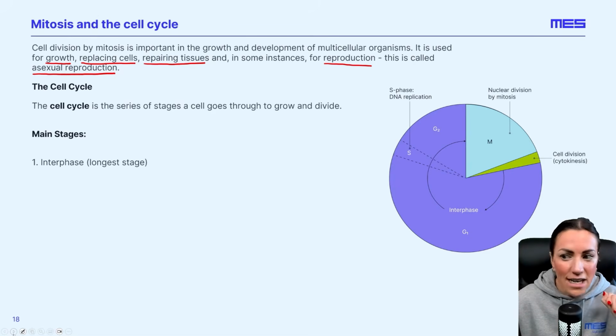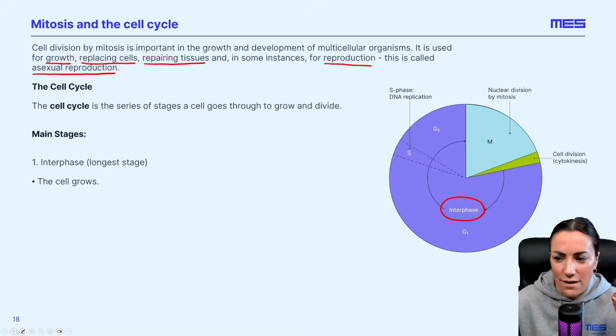Now, the main stages of the cell cycle. Stage 1 is the longest stage. This stage is actually called interphase. And you can see the purple is interphase on this diagram. So it's the longest stage of the cell cycle, or the stage that a cell spends the longest amount of time in. Now, you don't have to learn the word interphase for GCSE, but you should be able to tell the examiner some of the things that happen during stage 1 or interphase.